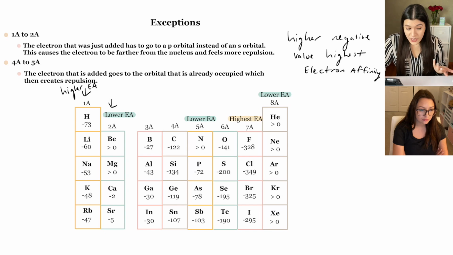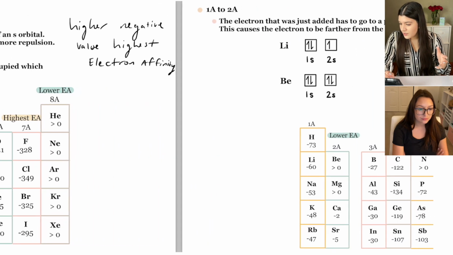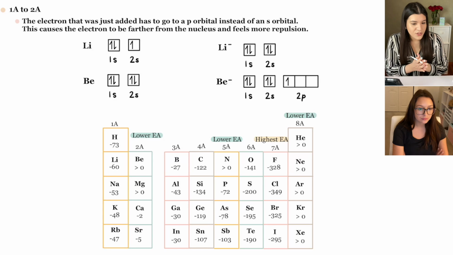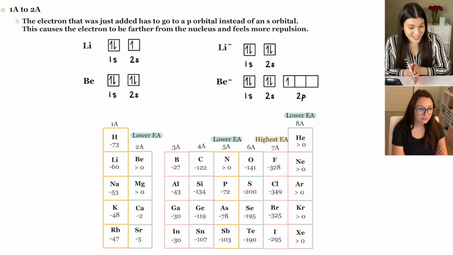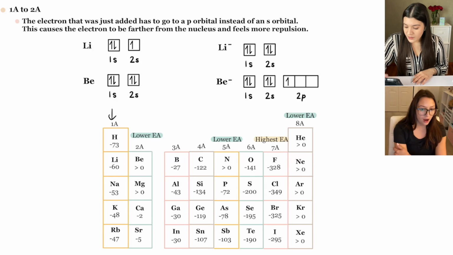And then our 2A would be lower, which I have here, but I'll write it again. The reason for this is because the electron that was just... you know what, I kind of want to just show it here. Let's show it. It's going to make so much more sense. We're going back to orbital diagrams. And no, you don't have to draw this out. It's just understanding why the exception is what it is, going from 1A to 2A.